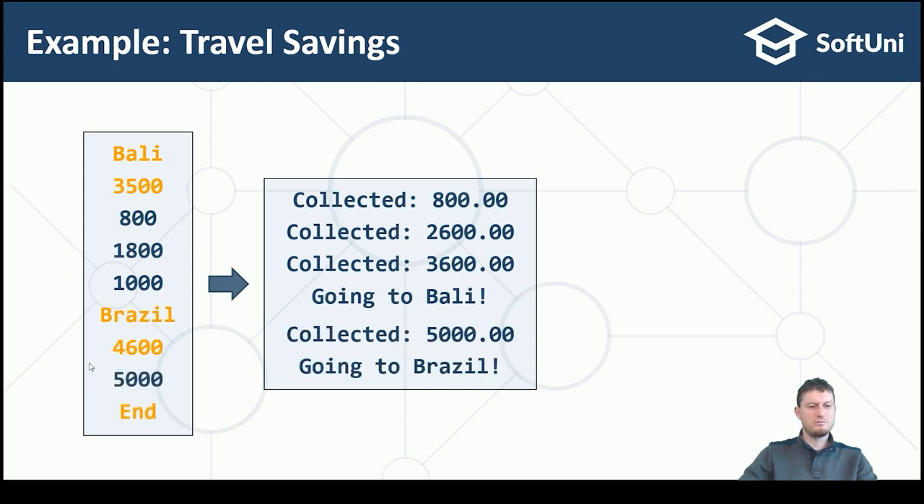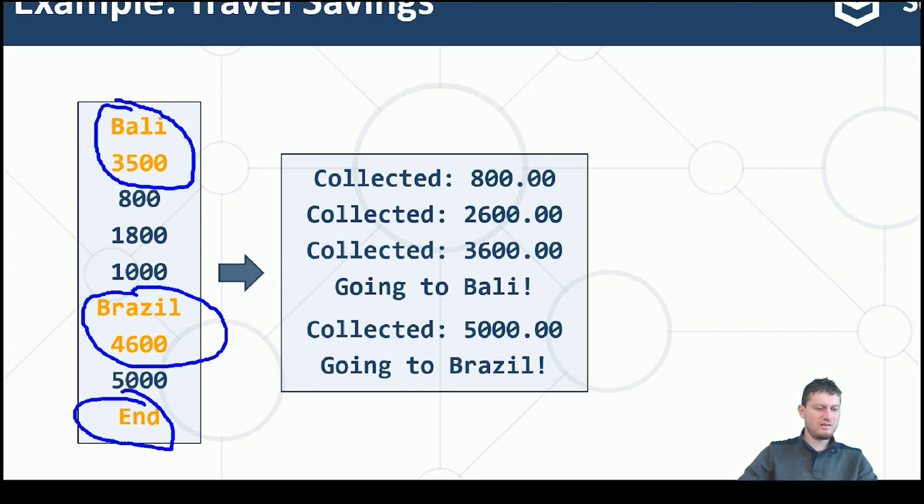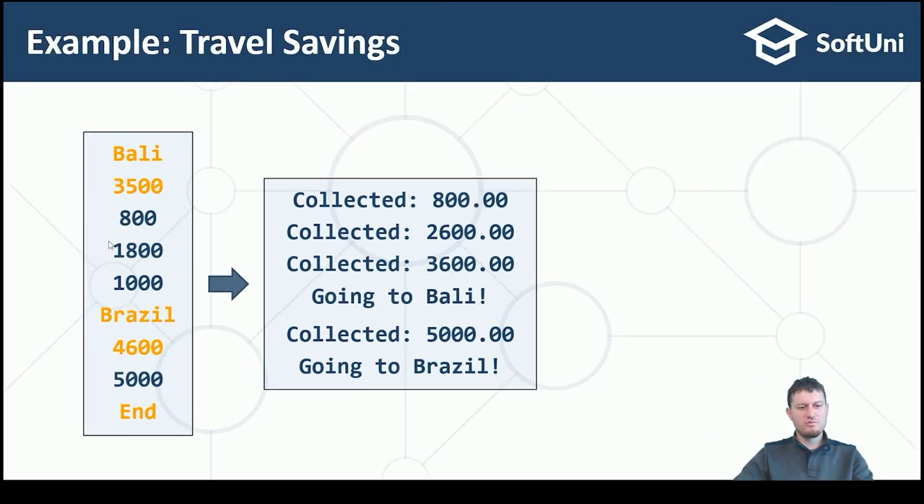So we have this as the outer loop, and we have an inner loop here and an inner loop here, because we enter a destination and we collect money multiple times. We enter another destination and we collect money multiple times. We have another destination and we collect money multiple times. Finally, we print end, and the outer loop should stop.